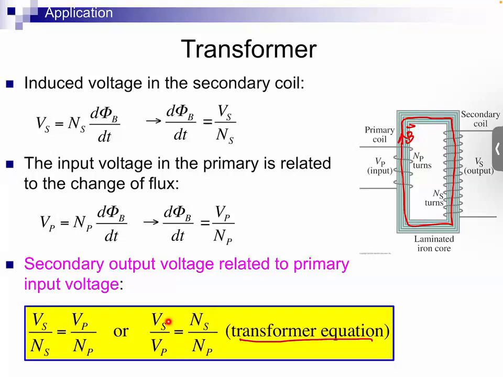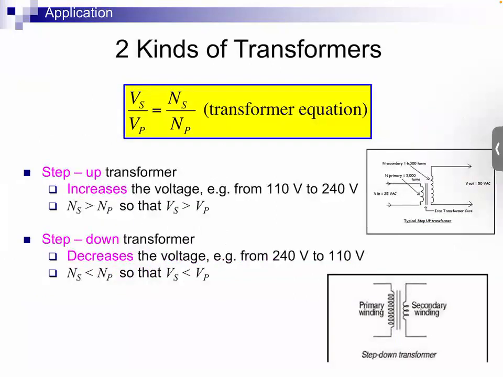Okay, so you have this relationship of voltages on the left-hand side and number of turns on the right-hand side. This is the transformer equation that is fundamental in describing how the transformer operates. If we look at this equation, we can classify two kinds of transformers depending on the number of turns in the secondary and primary coils. Here in this figure, this is the secondary coil, and this is the primary coil.